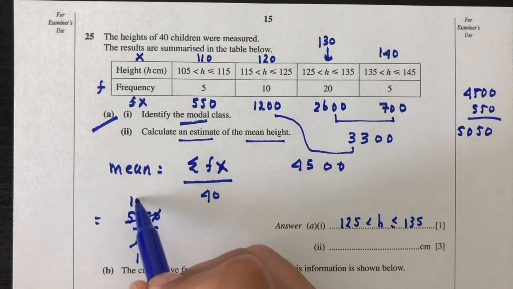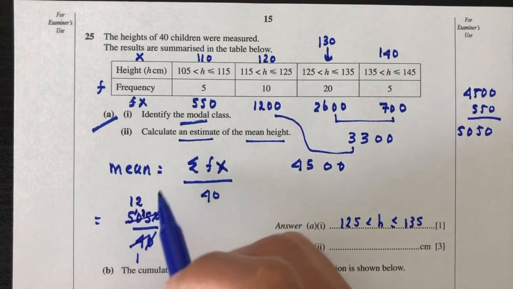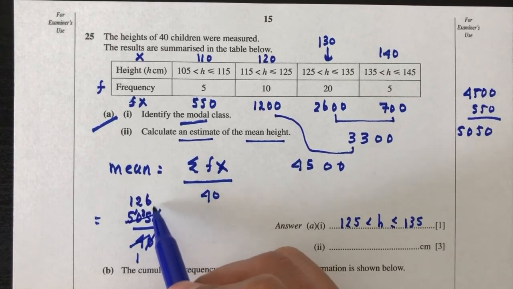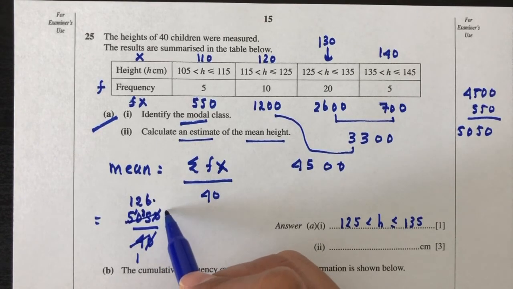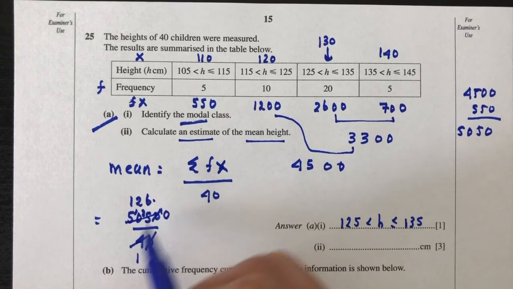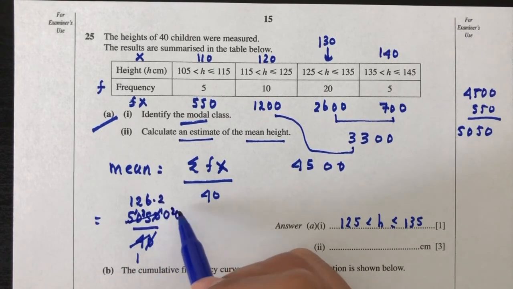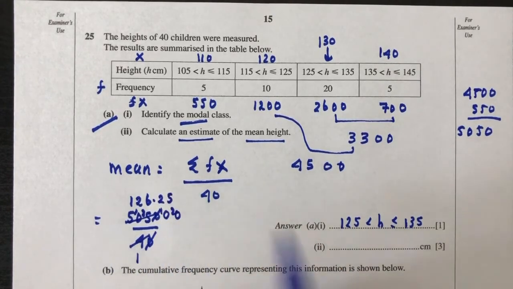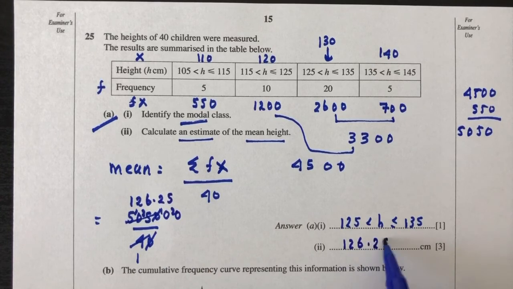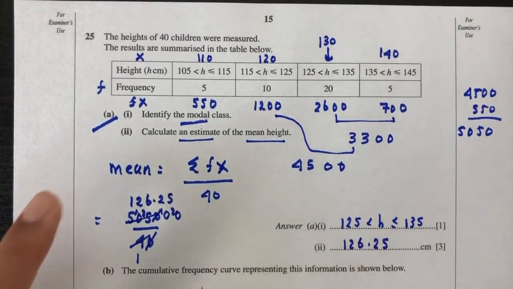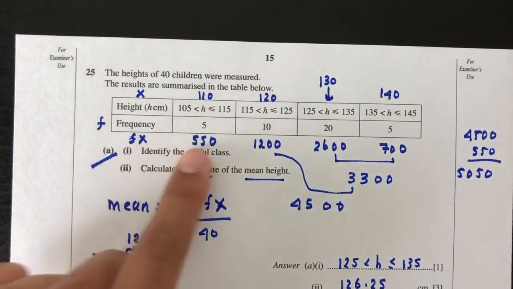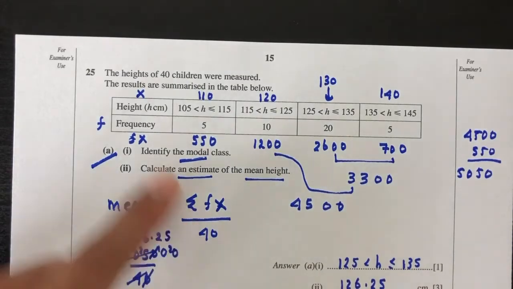Doing the division, we get 126.25. Okay, that will be the answer for part 2, the mean. So you have to show your steps. First, find the midpoints of each group and find Fx, and then find the mean by dividing by the number of children.